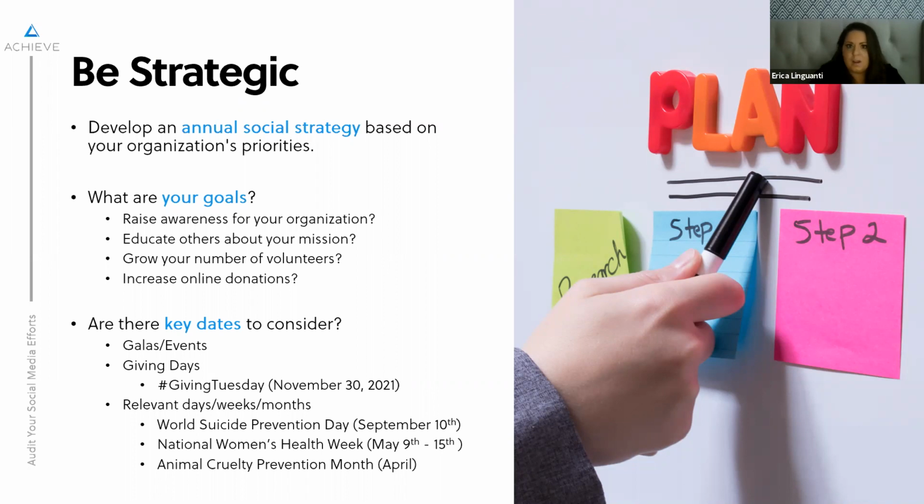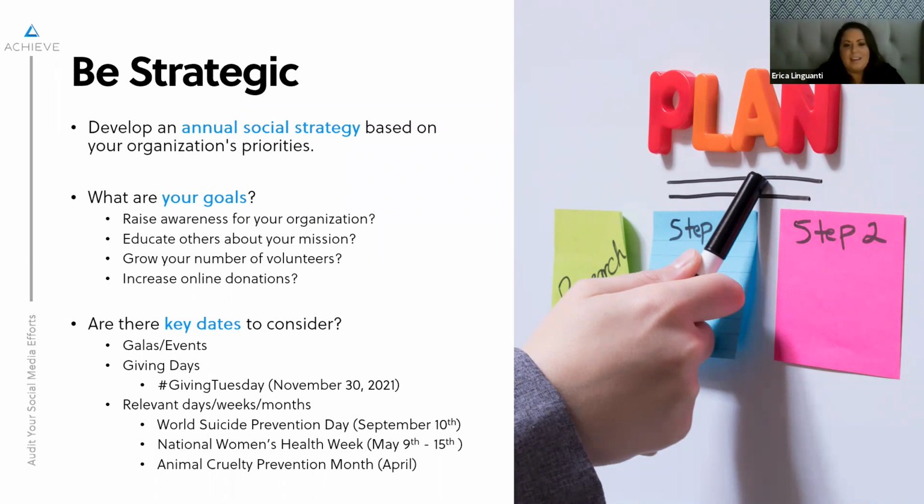Another free tool for you that's on the Achieve website, if you go under the resources tab, there is an end of year planner. Every week from September to the end of the year, it has tasks for you to complete to help you with your end of year fundraising, baking in Giving Tuesday as part of it. So check out giving days.